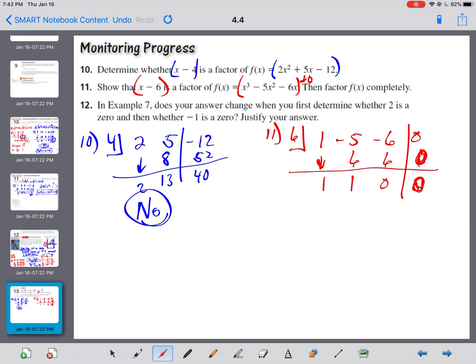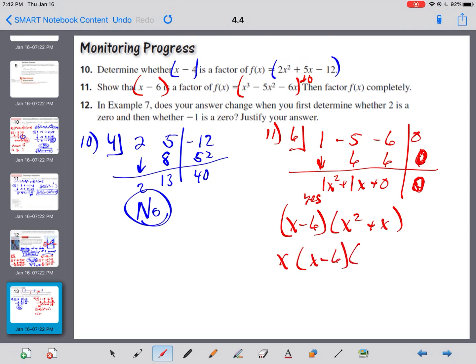So I definitely did something wrong, and I double-checked my work, and I did find something wrong. So start at 1 less. That's x squared plus 1x plus 0. So we have x minus 6, we confirmed is a yes. And then what we've got left over is x squared plus x. Well, what we can factor out of there is they both have an x. So I'm just going to pull it all the way to the front and say x times x minus 6 times x plus 1. Those are all my main factors.